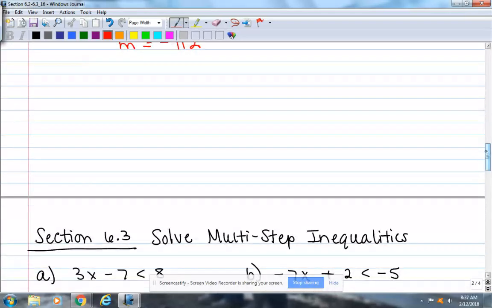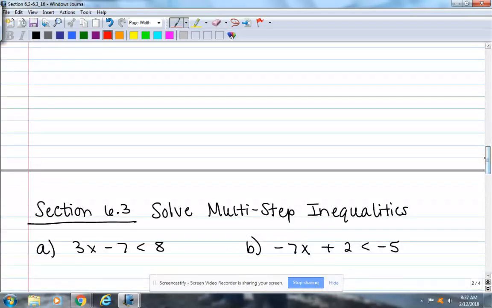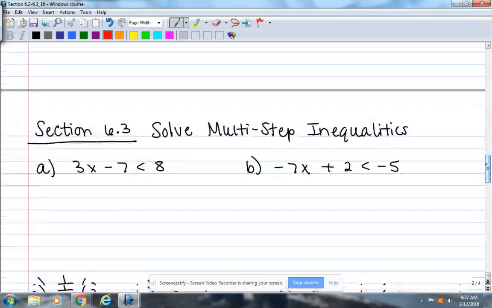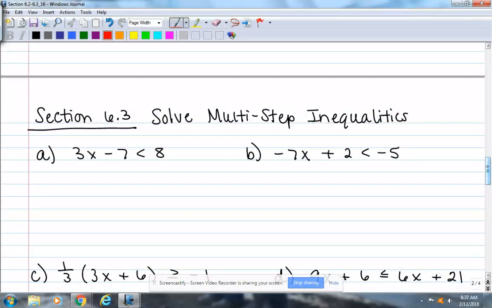All right, that's end of section 6.2. Now we get to put it all together in section 6.3. In case you're wondering, the official time is 8:37 a.m., so we have lots of time left.